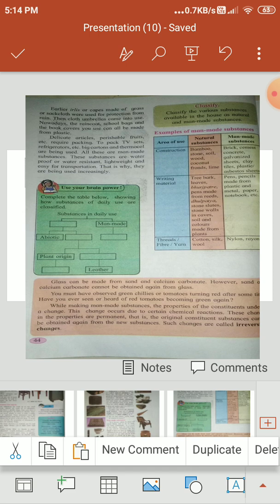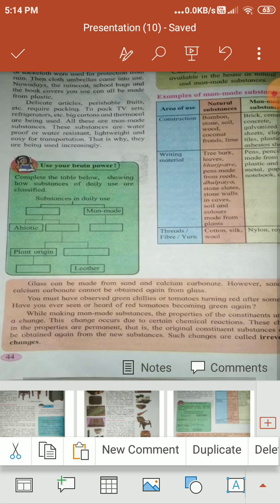Construction: brick, cement, concrete, galvanized sheets, clay tile, asbestos sheet, etc. These are the construction-based man-made substances. And writing material from plastic and metal, paper and notebook, etc. Fiber, yarn, thread, nylon and rayon.